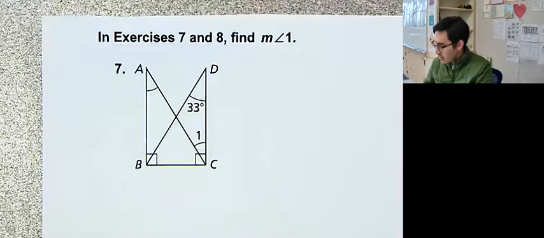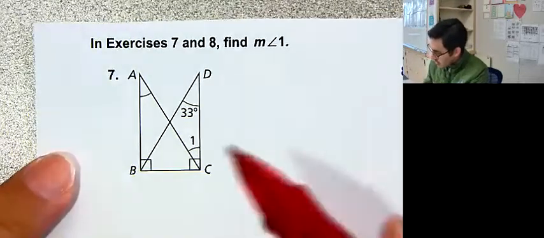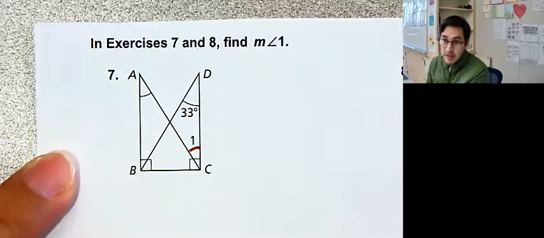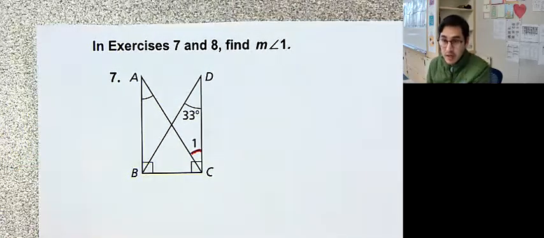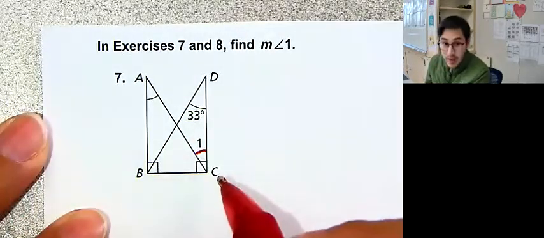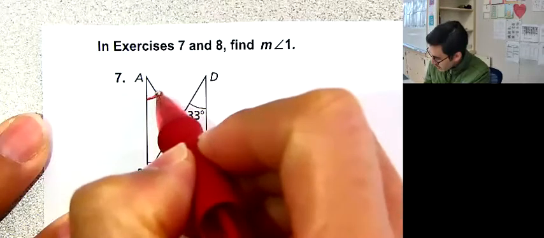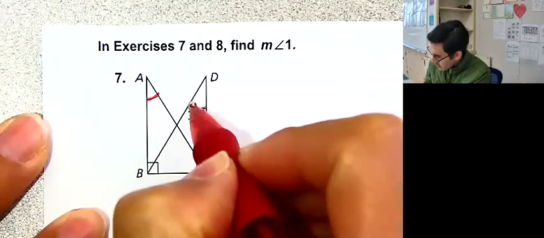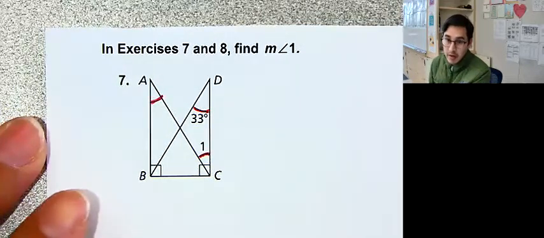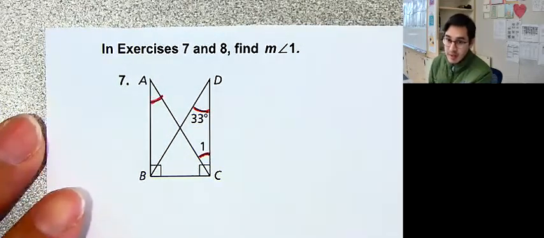Okay, so we're trying to find angle number 1, which is right here. And notice how this angle has an arc symbol, a single arc. The arc symbol is meant to tell us that any angle with the same symbol has the same measure, right? So this angle here, number 1, has the same measure as angle A, but it also has the same measure as angle D. All 3 angles share the same mark, so all 3 angles share the same measure.